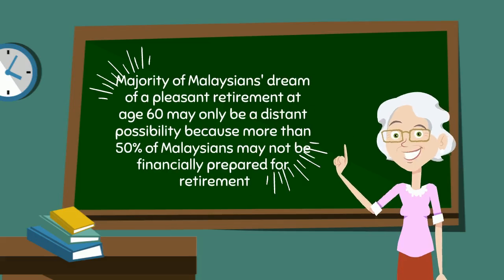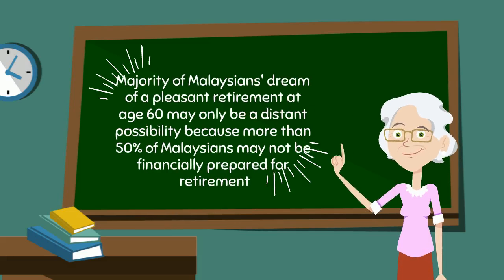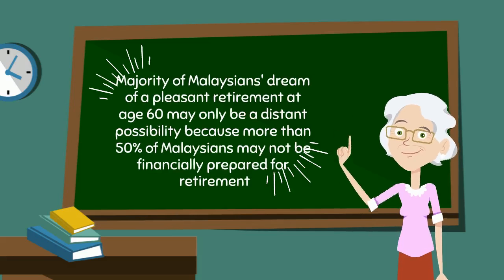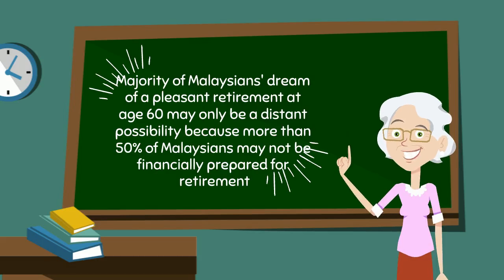The dream of a pleasant retirement at age 60 held by the majority of Malaysians may only be a distant possibility, because more than 50% of Malaysians may not be financially prepared for retirement, according to the Credit Counselling and Debt Management Agency (AKPK).